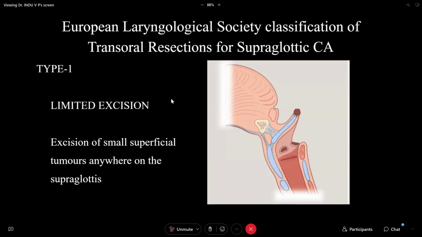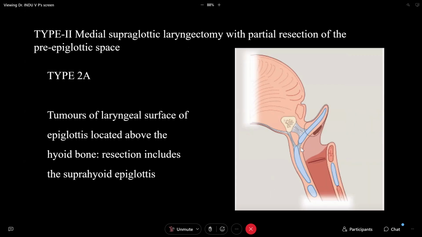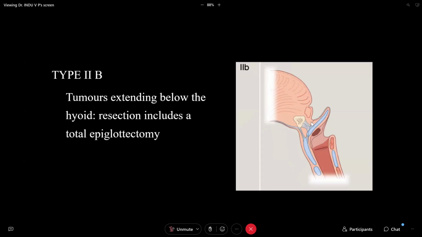So next, going into the European Laryngological Society classification for supraglottic carcinoma, again four types are there. Type 1 is limited excision. Limited excision is for the superficial lesions. So the lesion can be anywhere, and it is very superficial. And type 2 is medial supraglottic laryngectomy with partial resection of preepiglottic space. So type 2A means partial resection of preepiglottic space with the suprahyoid epiglottis, and type 2B partial resection of preepiglottic space along with the total epiglottectomy.